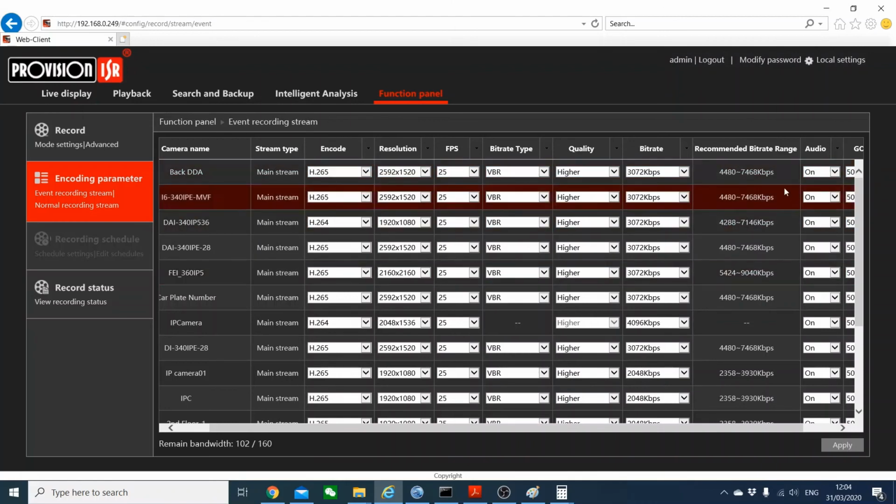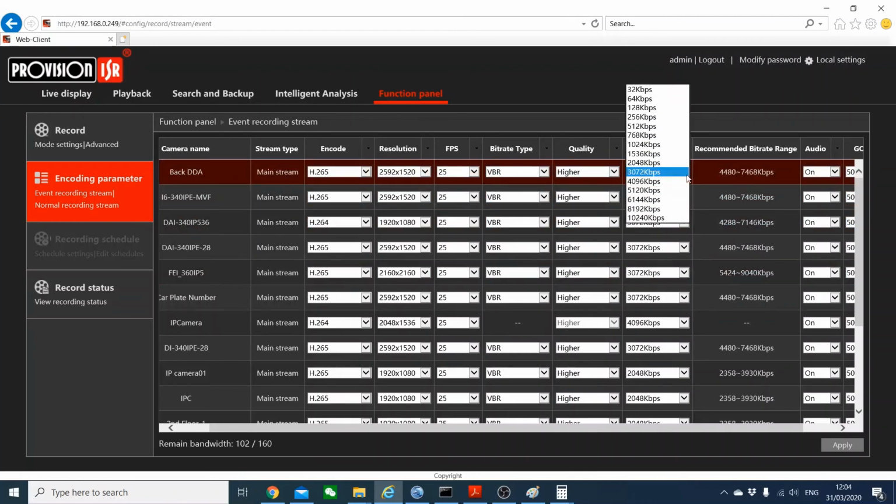Those are the best values that we should use. And of course we can still change it according to what we want, but the recommendation is to just follow the recommendation to get the best results possible.